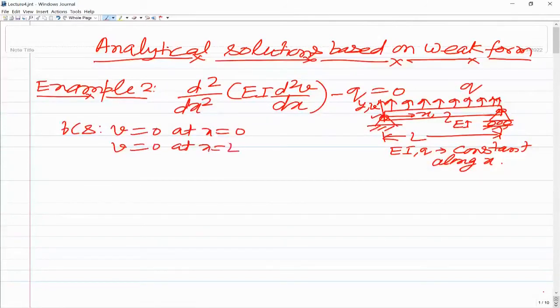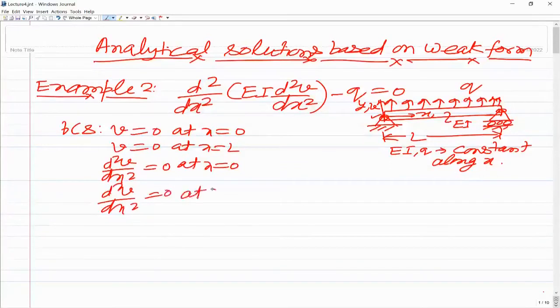And then we know that because at both the left end and the right end the beam is allowed to rotate freely, the bending moment is 0. So EI into d2v by dx square is going to be 0 at both the ends. EI is a constant, so we can simply write d2v by dx square equal to 0 at x equal to 0, and d2v by dx square equal to 0 at x equal to L.